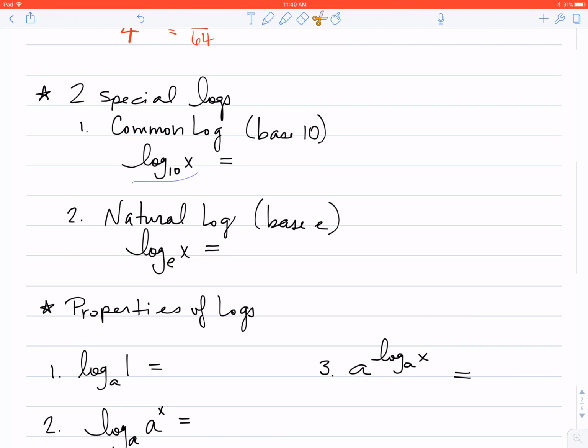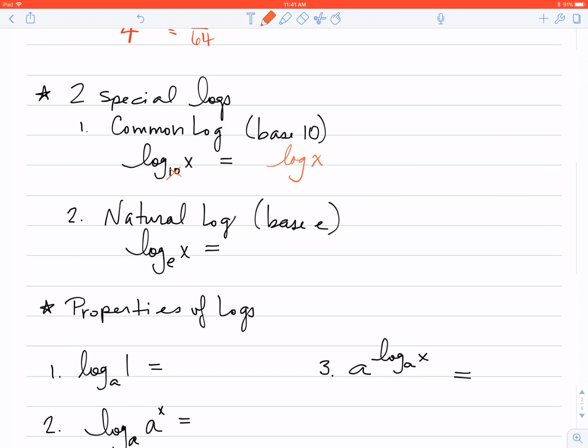Now, this is not the correct way to write the common log. What you see here that I've written is incorrect notation. The notation for a common log gets rid of the base. So we will write this just simply as log of x. The lack of a base tells me it's a base 10.